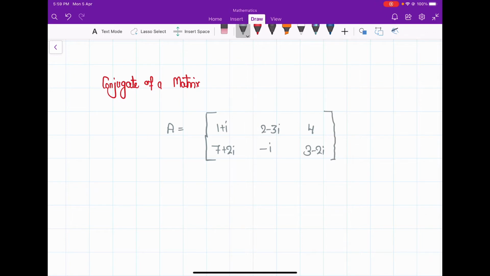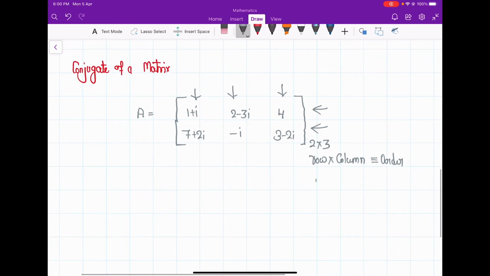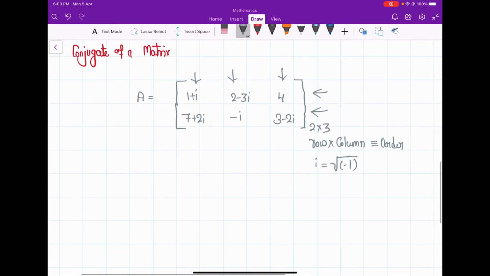So this is a matrix of order 2 cross 3. This is row 1, this is row number 2, this is column 1, this is column 2, this is column 3. So the order you can write as number of rows into number of columns. Now, as you know, i is equal to square root of minus 1. So the conjugate is simply the complex conjugate, and you know how to find the complex conjugate of a given number.